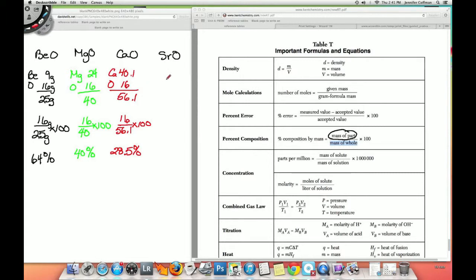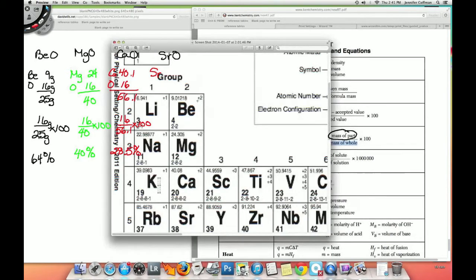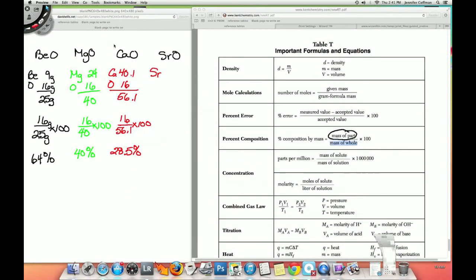Alright, last one. Strontium, that's a heavy guy. Strontium, because he's getting further down in the group. Right? We've been going down the same group. If you take a look at the periodic table, beryllium, magnesium, calcium, and then strontium, we're going down the group. My masses are getting heavier. Let's get that out of the way.